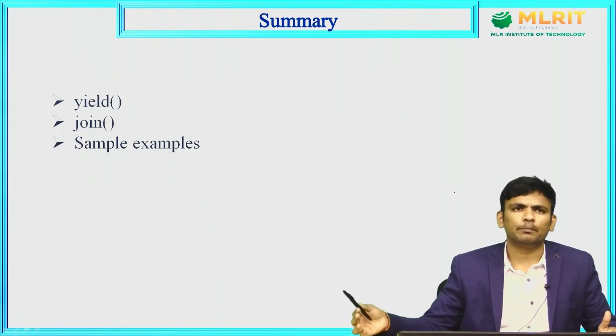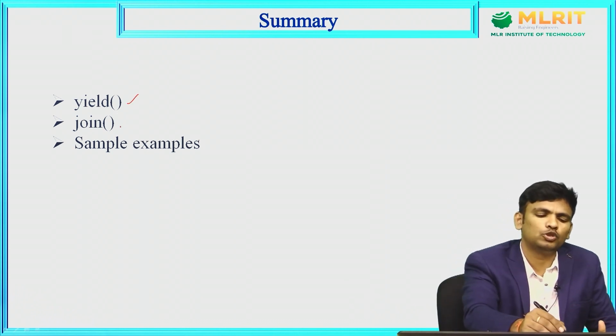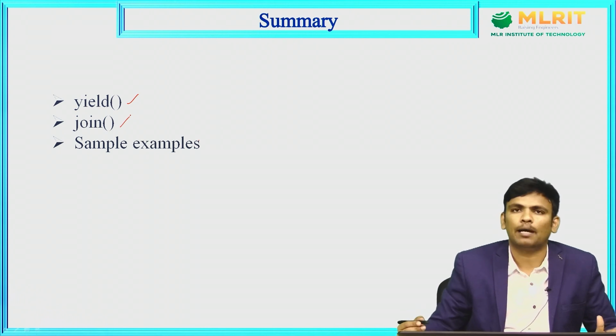So coming to the summary of this session. In this session I have explained the yield method, the join method, the isAlive method and the currentThread method, and some sample examples also.